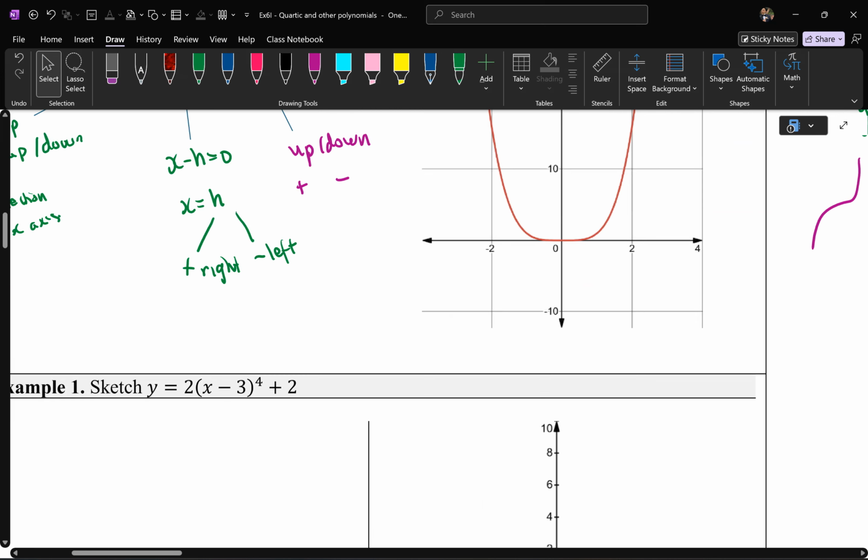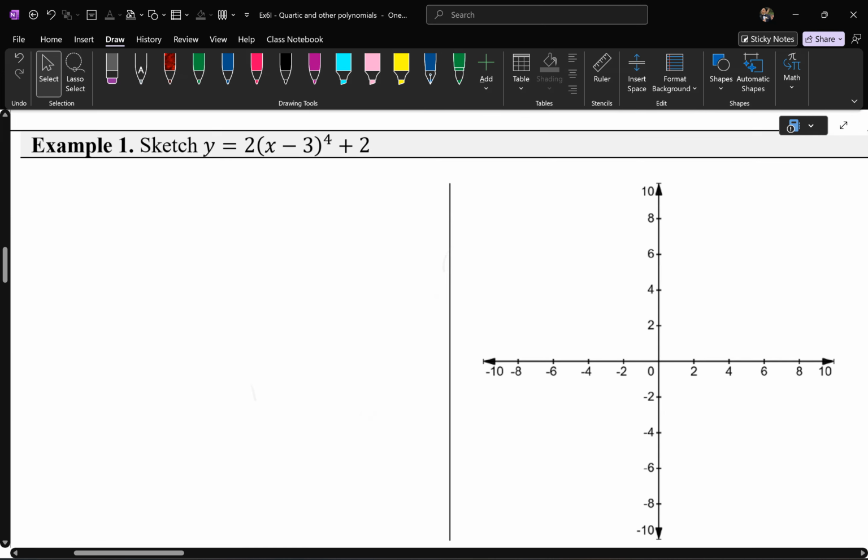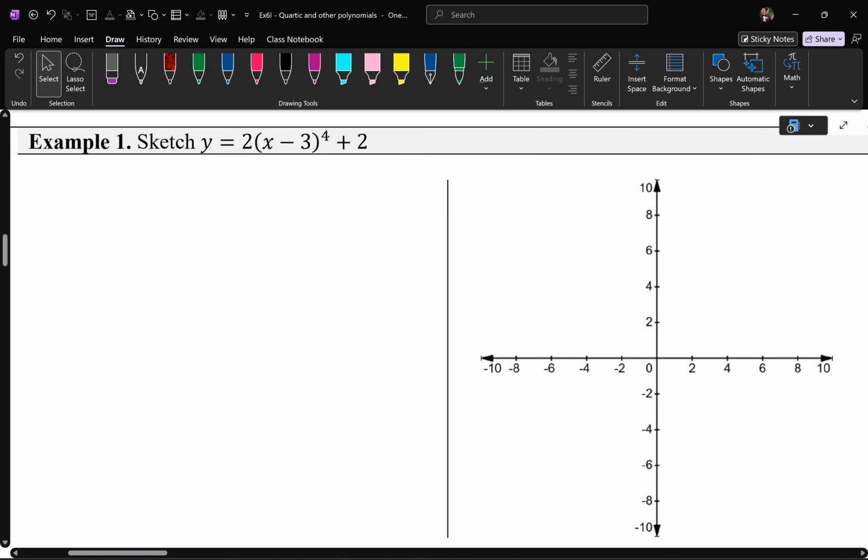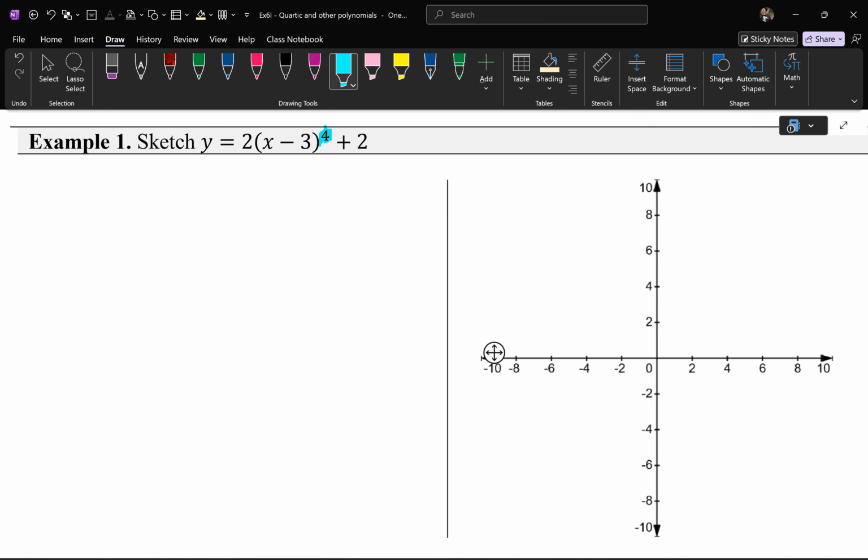This is all you have to do. They will give you something like this one. You look at the power, and you predict. This is a quartic graph. So if it's quartic, it should be symmetrical. So you know that it looks something like this, but it's a bit more square than a quadratic.